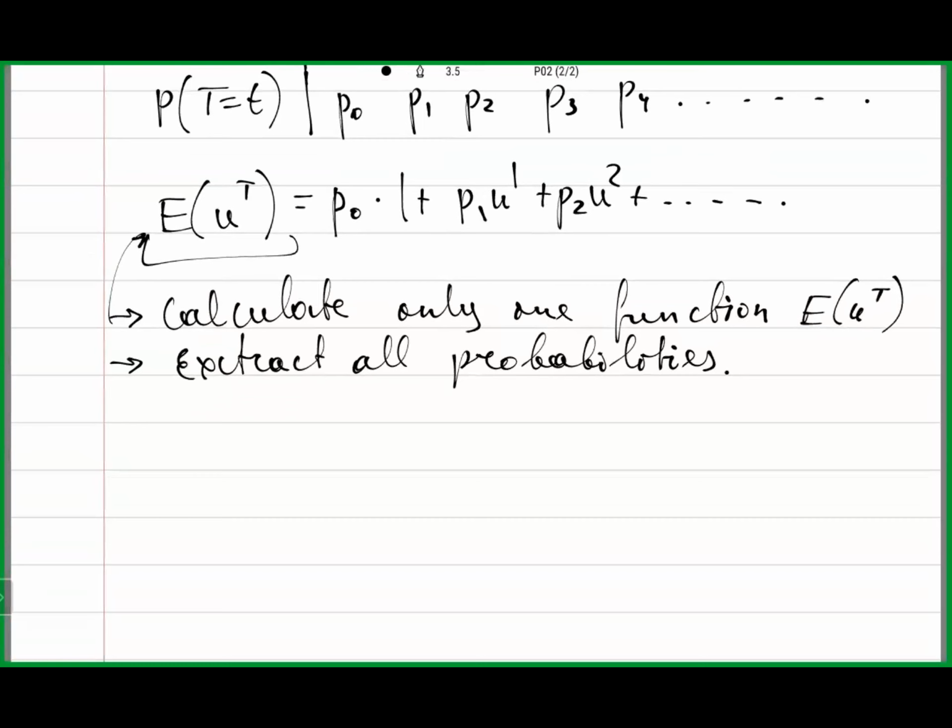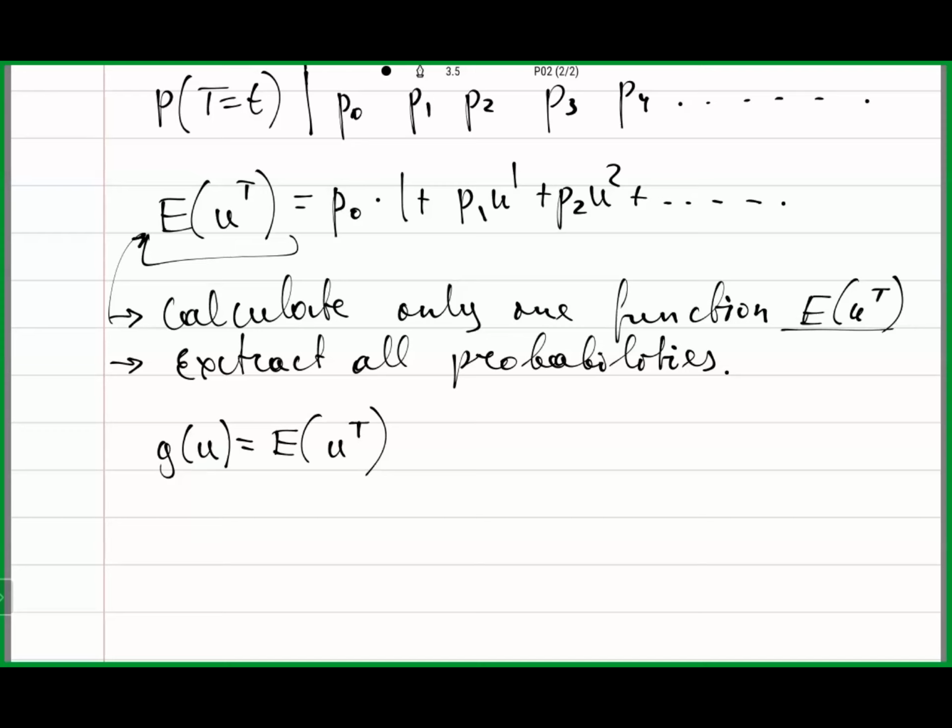So let's calculate this expected value. So let's calculate G of U. So G of U is the expected value of U to the power T. Let's now apply first step analysis. To calculate this expected value, we will apply first step analysis.